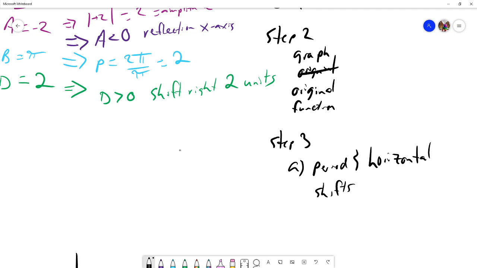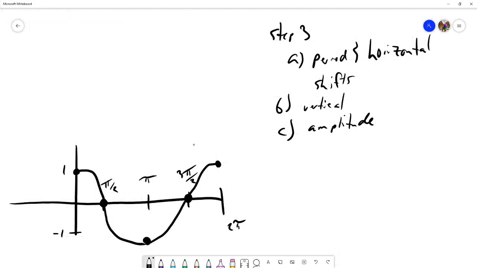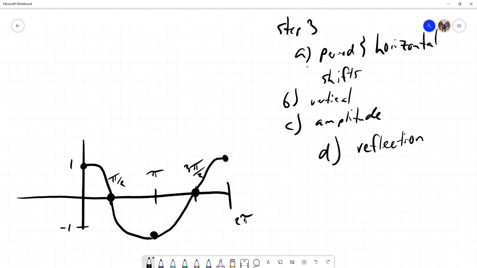So do those first, and then vertical shifts, and then amplitude, and that leaves lastly the reflection. So this is the order I recommended that you do. And reasons for that I stated in part 1. And the basic idea is you start with the most complicated and end with the least complicated, so you can get all the hard stuff done first.